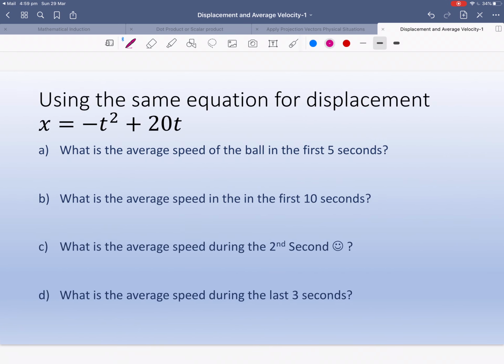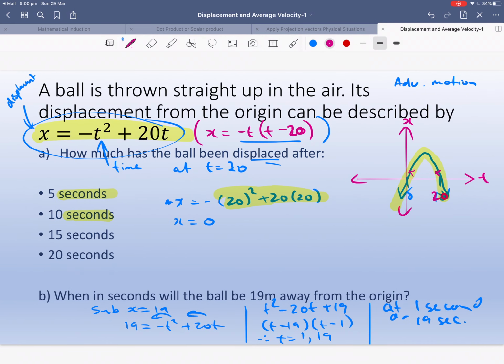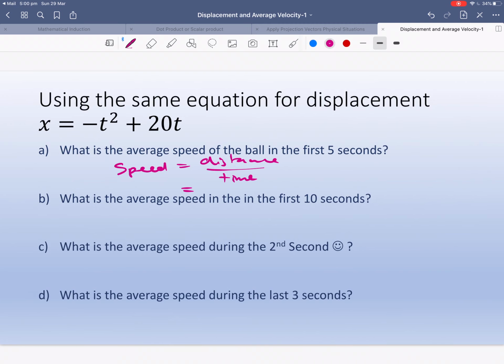All right, so let's use the same equation for what is the average speed. So speed equals distance over time, okay? So what is the average speed? So what is the distance after 5 seconds? So we already worked this out. The distance after 5 seconds was 75, okay? And the time was 5 seconds, so we're going to go 75 over 5.